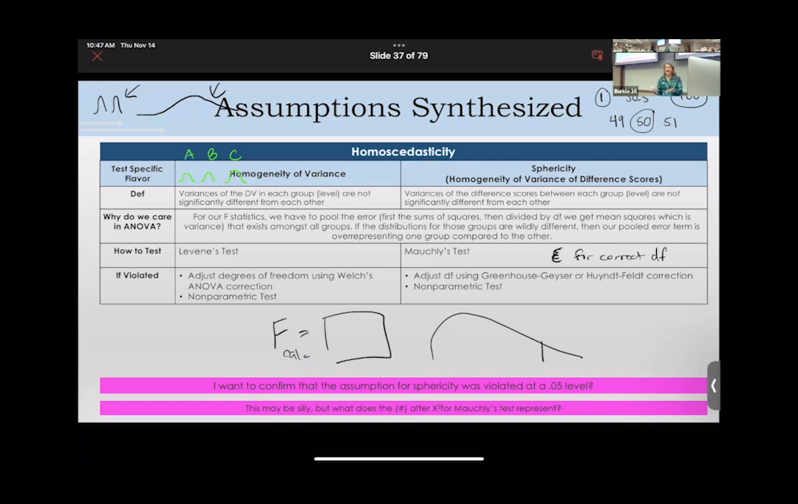If you violated it a lot, we're going to push your critical value all the way out. Congratulations, good luck. If you violated it a little, we're just going to move it a little. That's what we're doing when we do sphericity.